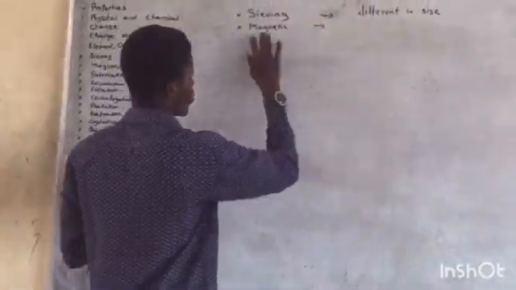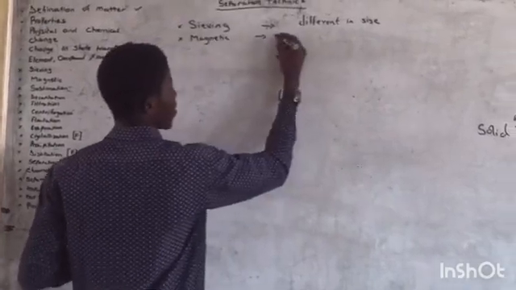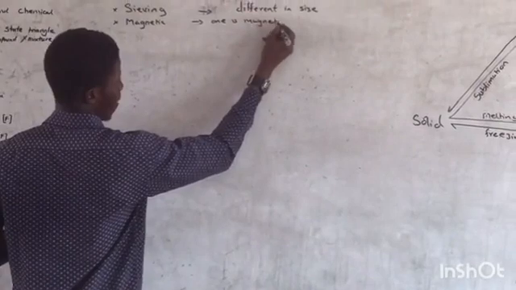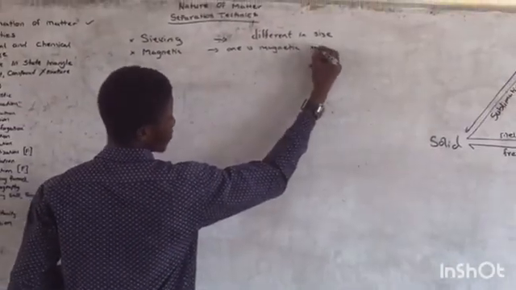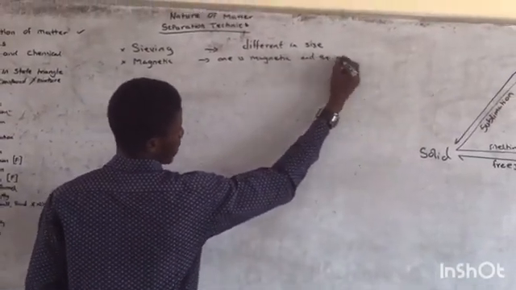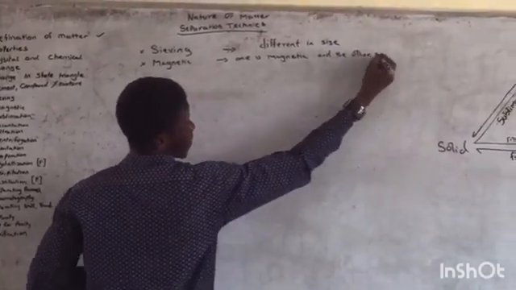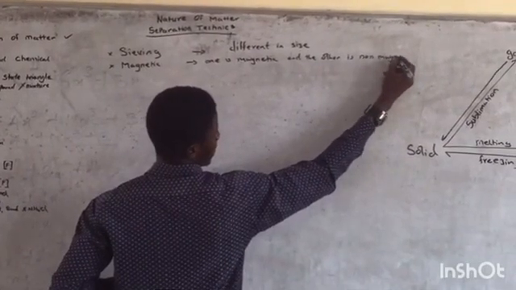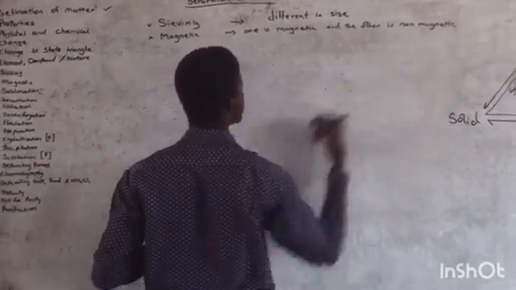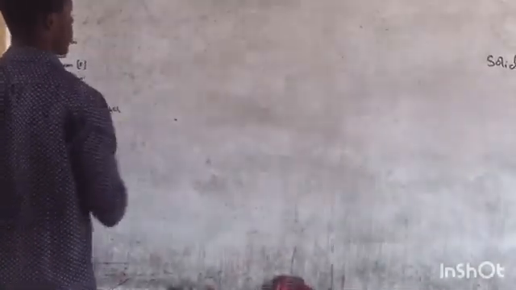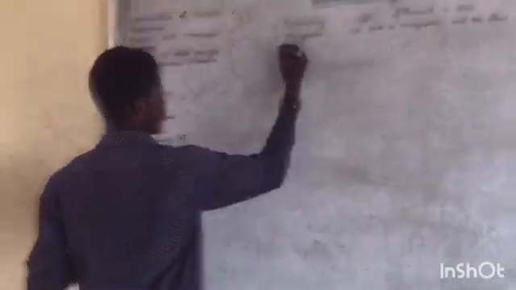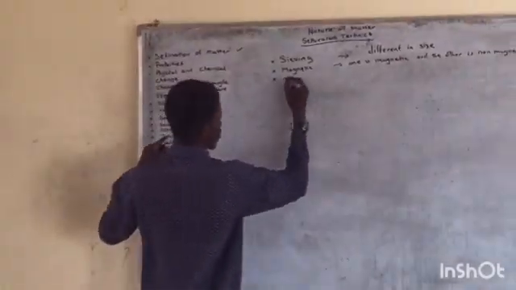So it works with the principle that one is magnetic and the other is non-magnetic. Like it? Cool. So that's all for magnet. This physics is very, very cool. Nothing hard there. So the next one is sublimation.